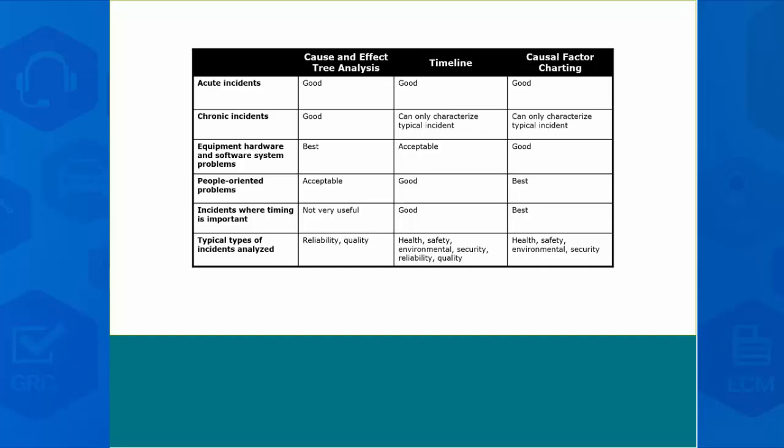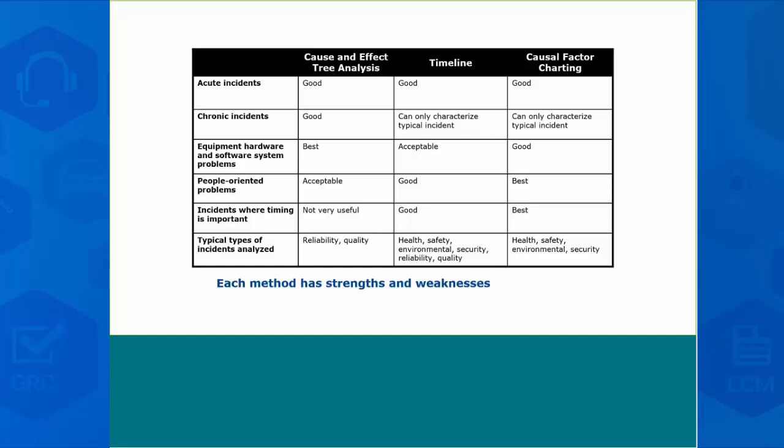But if you look down the parameters for cause and effect tree analysis, you can see that it's really good for acute and chronic incidents. It's really fantastic for equipment and hardware, okay? Timeline, it's good for acute. It's really good for people-oriented problems and incidents where timing is important. And so to me, if you can learn to do cause and effect trees and timelines, you can solve almost any problem.